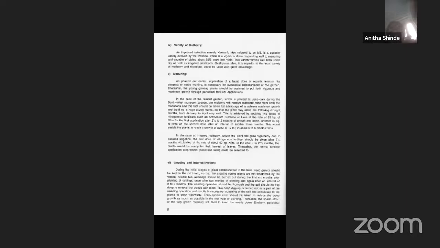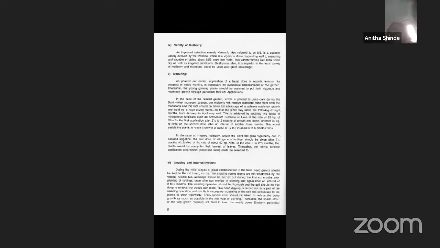Whereas in the case of irrigated mulberry, where the plant will grow vigorously due to assured irrigation, the first dose of nitrogenous fertilizer should be given after 2.5 months of planting at the rate of about 40 kg. In the next 2 to 2.5 months, again, the plants should be ready for the first harvest of the leaves. Therefore, the normal fertilizer application program should be resorted to and taken care of. So how much manure, or how much fertilizer in the form of ammonium sulfate, urea or compost has to be given also needs to be taken care of. So this is called manuring.